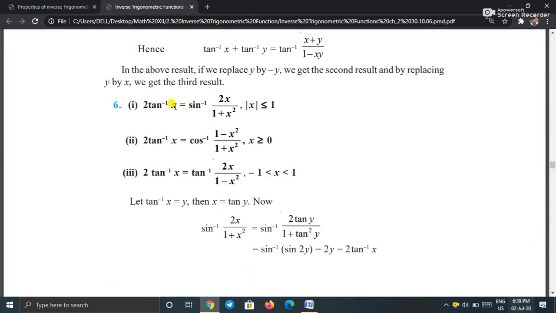Property number 6. 2 tan inverse x is equal to sin inverse 2x upon 1 plus x square. 2 tan inverse x is equal to cos inverse 1 minus x square upon 1 plus x square. These two formula. Right. Now what is the connection between this formula and the formula in the circular trigonometric function?